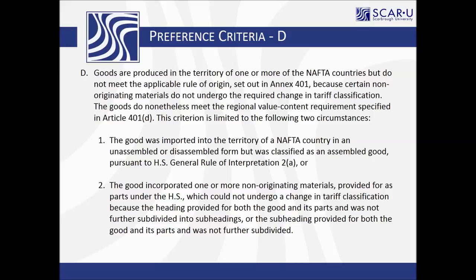In that case, you can claim D still, because you're not adding enough value to make that shift. Or you are, but they don't undergo a change in tariff classification because a bike is a bike is a bike. You can't change the tariff classification of a bike. Does that rule make sense? The cost of putting the bike together added enough value to make the regional value.